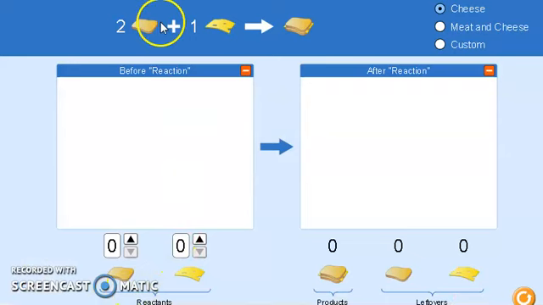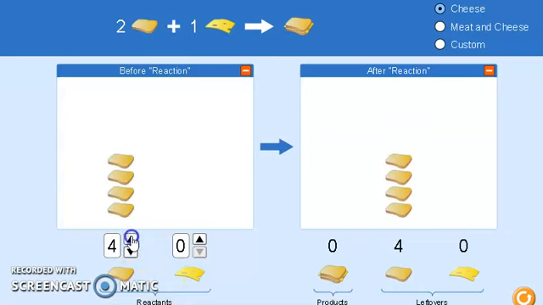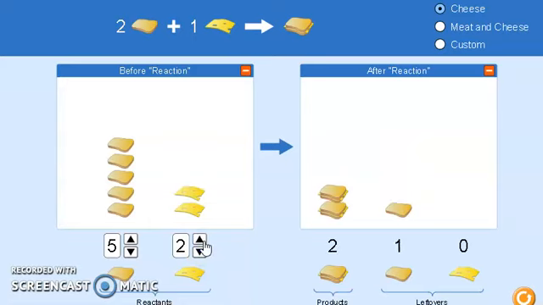For making a sandwich, we need to prepare 2 slices of bread and 1 slice of cheese. If there are 5 slices of bread and 2 slices of cheese, then how many sandwiches can we make? The answer is 2. 2 sandwiches are the products. The leftover 1 slice of bread is the excess reactant. And the limiting reactant is the cheese. Do you get it?